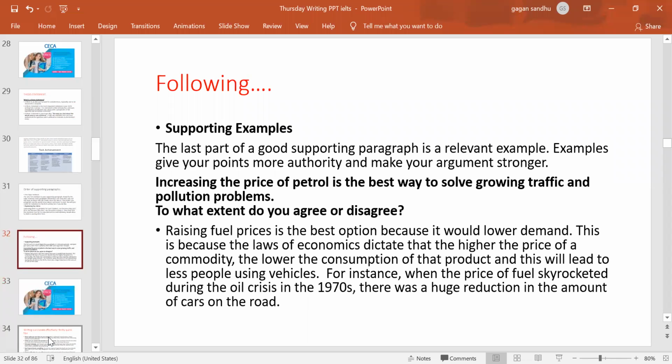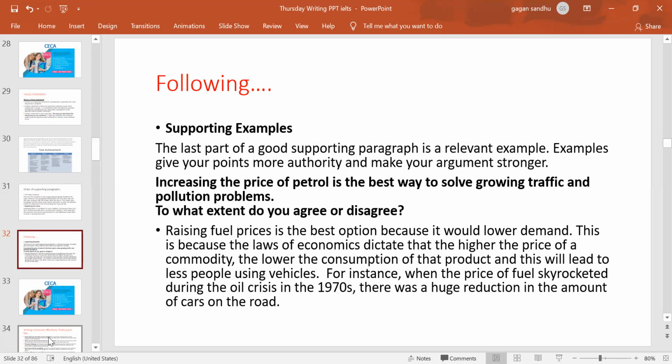And this is how you write the main body paragraph. After the introduction, the next is the main body paragraph. I told you to explain the idea, I told you to write the topic sentence, and this is how we do that. Supporting examples are the other element which needs to be there in the main body paragraph for sure. The last part of a good supporting paragraph is a relevant example. Examples give your points more authority and make your argument stronger. So that's why they need to be there, and at least one is a must.